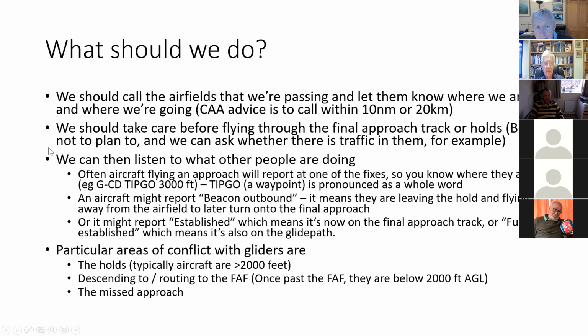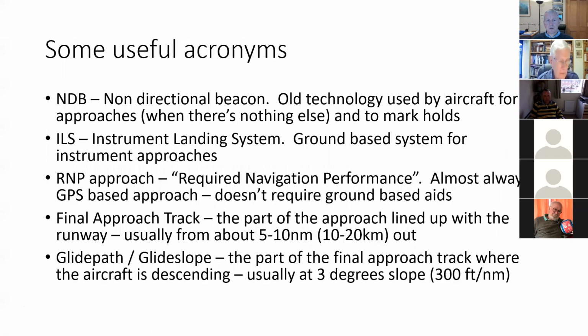The particular area of conflict with us as glider pilots is in the holds, because they're at the sort of operating altitudes that we are, greater than 2,000 feet. And as they descend or route to the final approach fix, after that, they're getting below 2,000 feet, and we generally don't like to be there. But then after that, when they do the missed approach, go around and go back to the hold, we might see them there. So let's have a look at one of those.